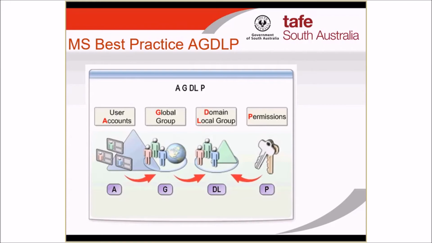Now you're probably thinking, why do we have two levels of group? This sounds like overkill. If you remember back to when we were discussing groups last lesson, members of the domain local group can come from any domain in the forest, couldn't they? So if that's the case, what if we had a folder? Let's say here at tfsa.edu.au, we have a folder called the L drive or the student drive, the student folder.